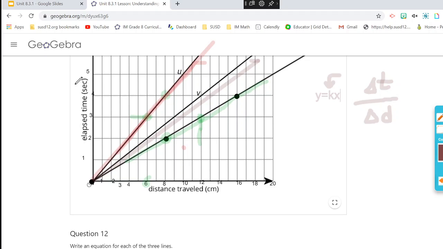And I got that just by looking at the labels on my graph. The y-axis is elapsed time. The x-axis is distance. So the slope of these lines is the same as this constant of proportionality. This constant of proportionality is the slope of these lines. Do you remember slope from our last unit? Let me give you some reminders. If you don't remember, I'm going to refresh your memory.